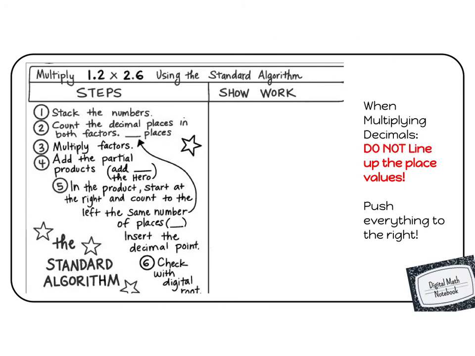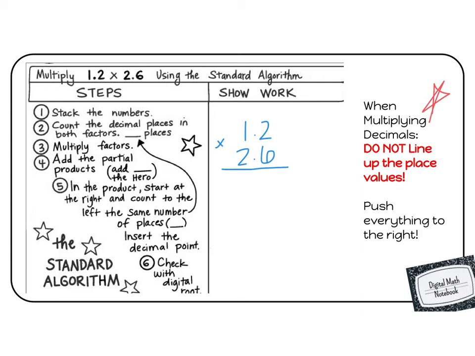All right. When multiplying decimals, it is important to remember that we do not line up the place values. We push everything over to the right, and then we multiply as if we don't have any decimals at all. So our first step here says we're going to stack the numbers. We're going to multiply 1.2 times 2.6. So the first thing that we're going to do is multiply just like normal.